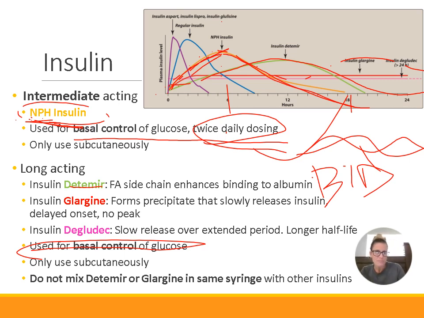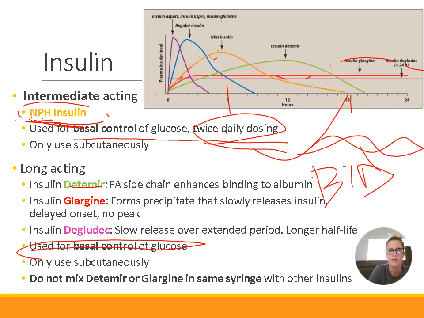Insulin glargine, that's the red that you see. Here, let me erase my drawing. That's the red line. Insulin glargine forms a precipitate, and then it slowly releases the insulin. So it does have a little bit of a delayed onset. If you look at this, it comes up like that, takes like a half an hour or so, and then you have this really flat, no peak at all, long duration of action.